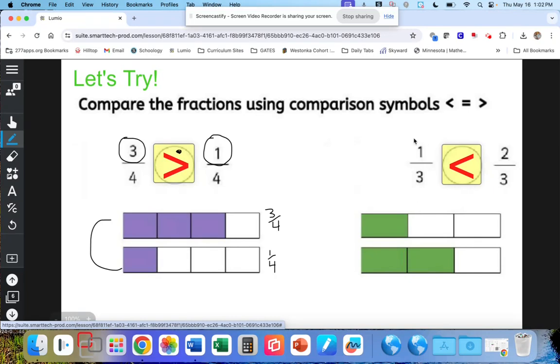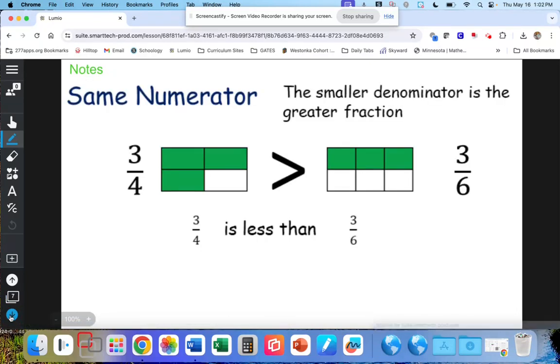On the next one, we have the same denominators, so we're going to look at those numerators. We have a 1 or a 2, and we're going to want the 2 pieces. That would give you more. All right, we're moving on to if you have a same numerator. Remember, the numerator is the top number. So this is when we have the same top number but a different denominator. When that happens, we want the smaller denominator.